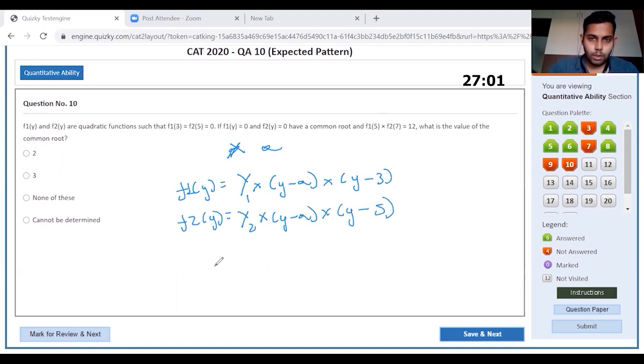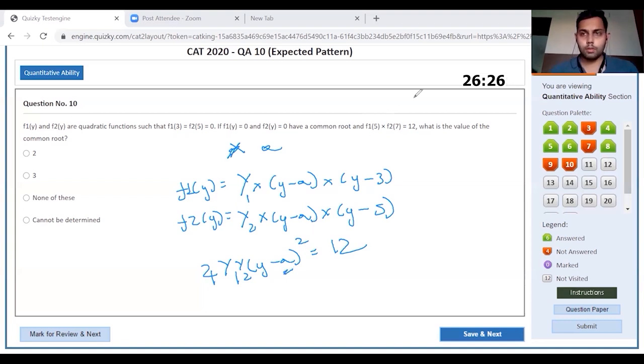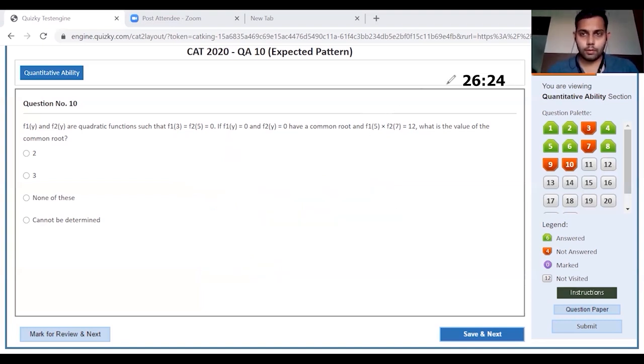f1 of 5 will be equal to what? 2y1 into y minus a, and f2 of 7 will be equal to 4 times y1 y2 into y minus a the whole square is equal to 12. What is the value of the common root? So even if these constants are out, we cannot really determine what is a. Hence, we should stick to cannot be determined.